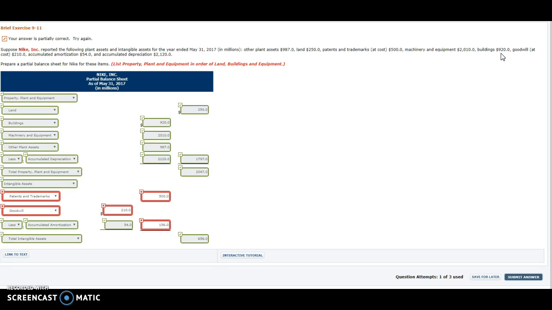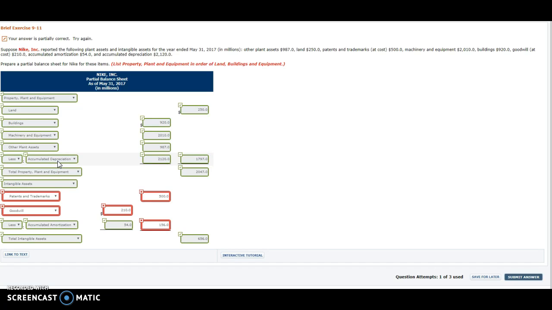It was 920 million. Next is machinery and equipment, and right up here it gave us machinery and equipment for 2,010 million, and then other plant assets, which I believe we read that's always listed last. So right in the question it gives us the 987 million. Next we subtract the accumulated depreciation.